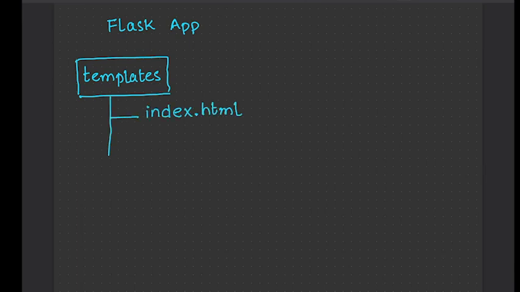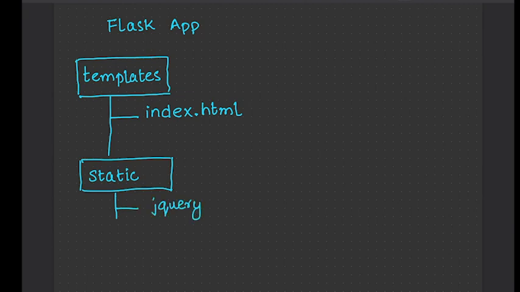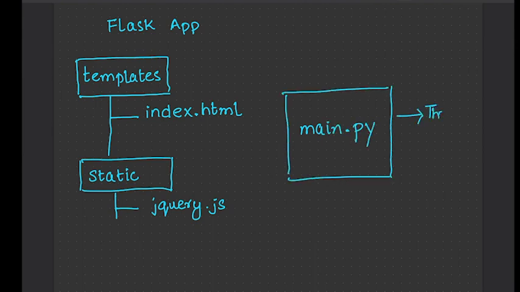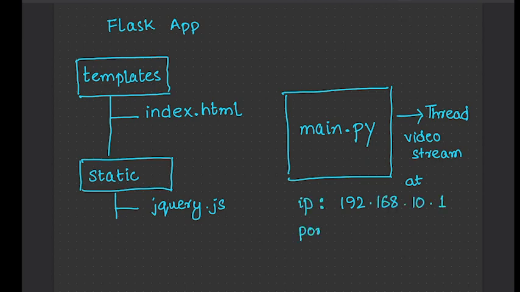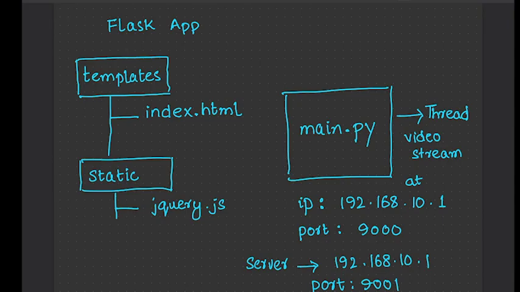We will have the index.html for the client side in the templates folder. In addition, we can make the static folder to put JavaScripts and style sheet files. The main.py file contains server-side code. It will use same IP address, but different port numbers for the video and application. Let's say the video will be served at port 9000 and the application at port 9001.